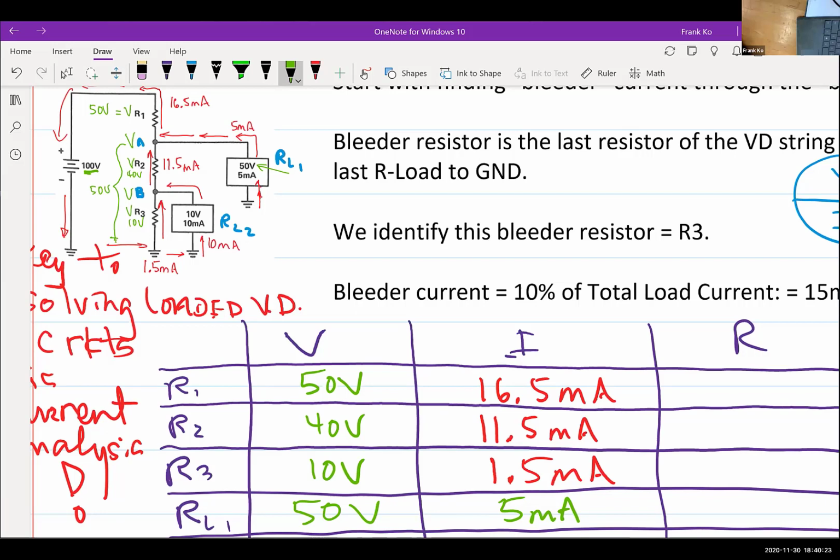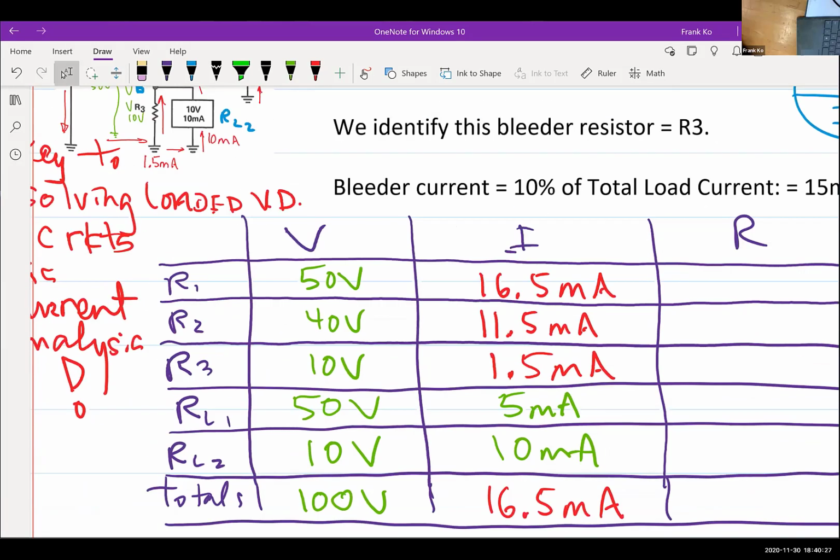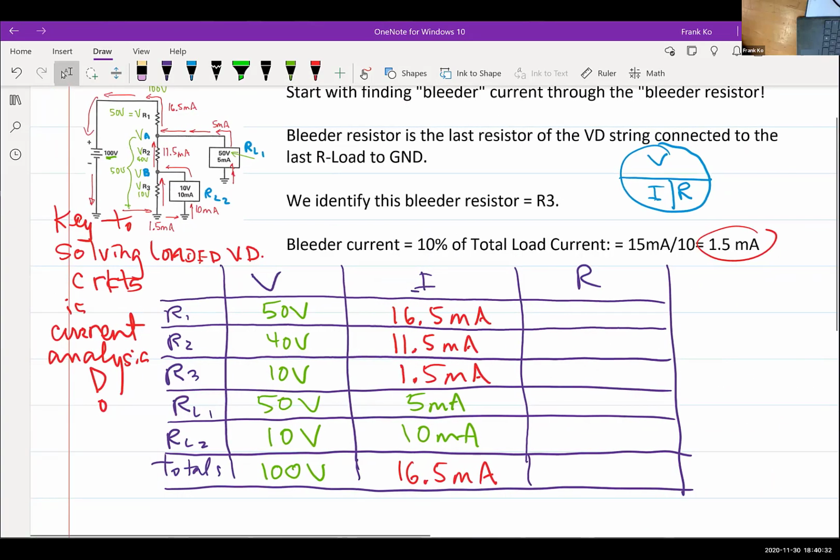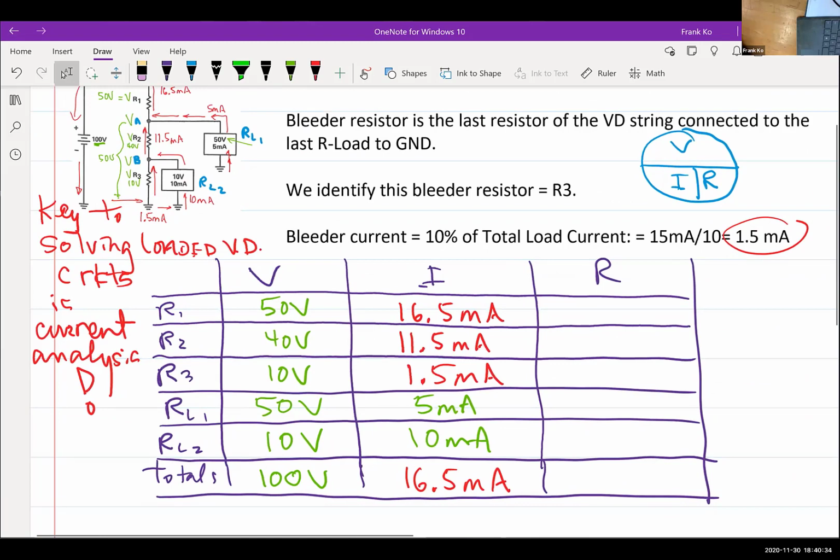Okay. So now, have we finished the voltage column? Yes. So now the only thing left to calculate is to use Ohm's law to determine the resistors, yes?